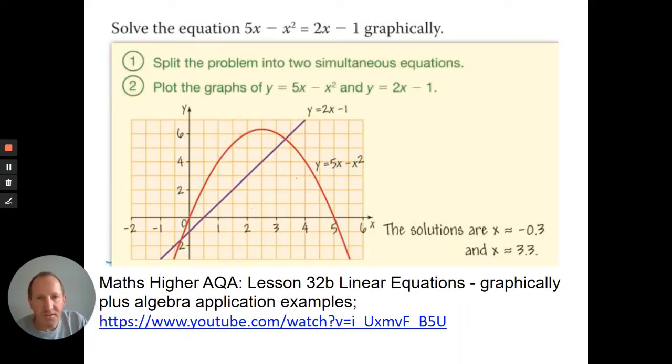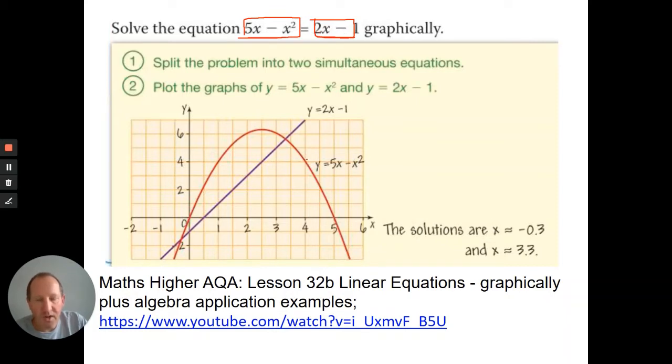So this is just a quick example of graphically that I'll talk you through, and I'm not going to go into much detail on it. Essentially, if you've got these two equations, 5x minus x squared and 2x minus 1, we draw the graph for this equation, which gives me this straight line. We then draw on the same axes the graph for this equation. So we're drawing y equals 5x minus x squared, and we're also drawing y equals 2x minus 1.